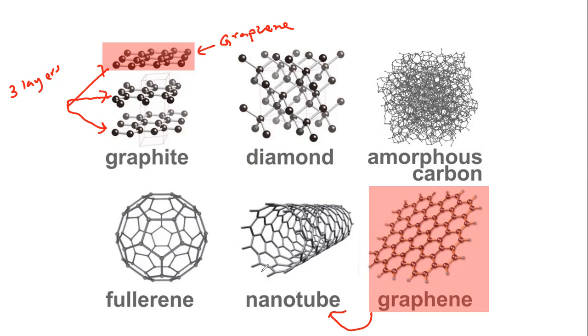Carbon nanotubes also have 2 types. Single wall carbon nanotube. Fullerene is also like that. Then next one.